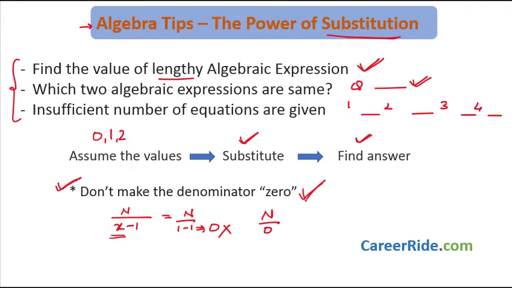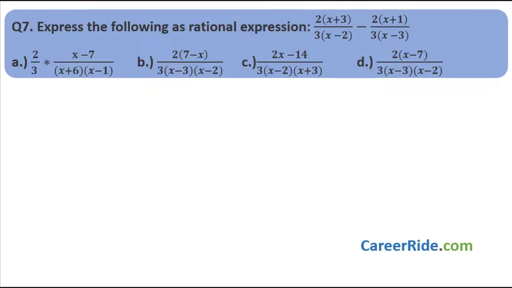And with the help of the questions that we are going to take from here, things will become pretty clear to you. So now let us try to solve some questions using this substitution method. Question number 7 here tells me, express the following as a rational expression, and an expression is given to me: 2 into x plus 3 divided by 3 into x minus 2, minus 2 into x plus 1 divided by 3 into x minus 3. I am given 4 options here, and I have to find which of the following this expression is similar to.